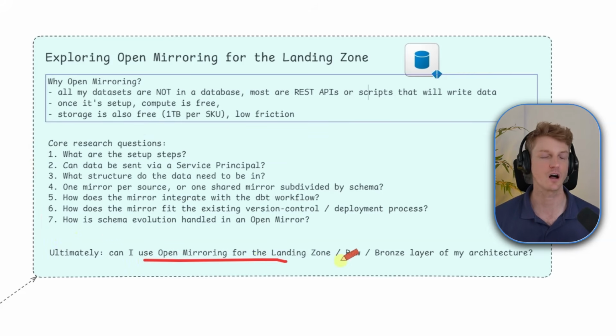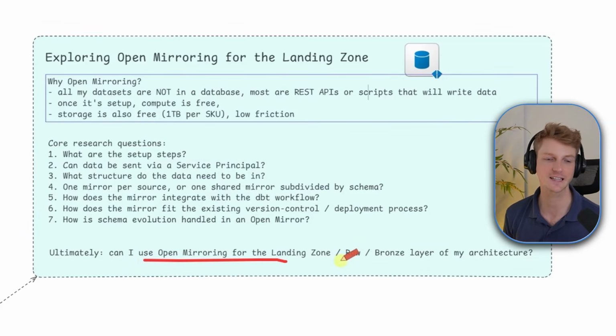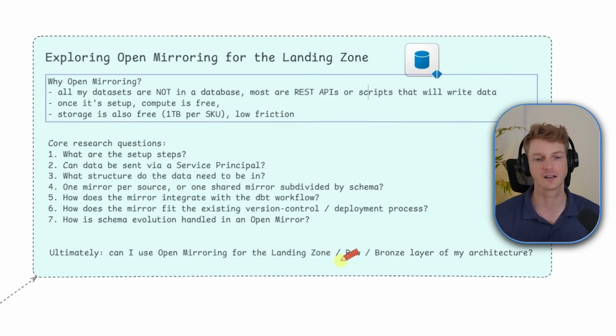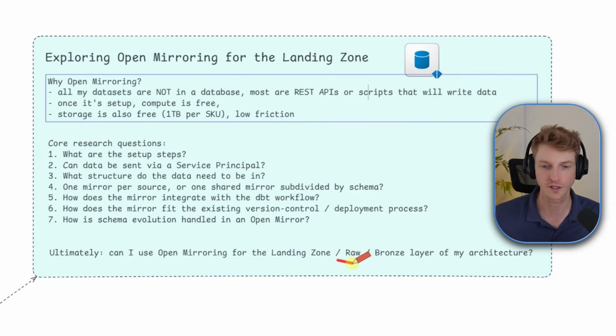Ultimately, the question I want to ask and answer is, can I use open mirroring for the landing zone for this raw bronze layer in my architecture?